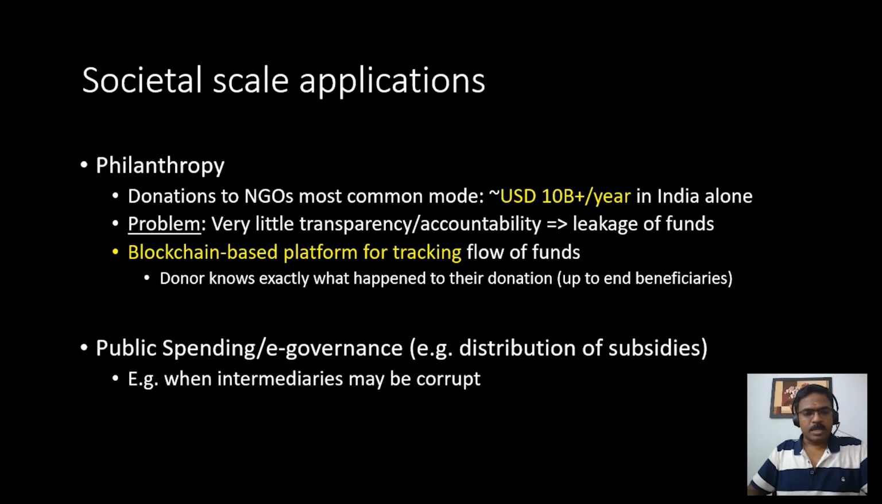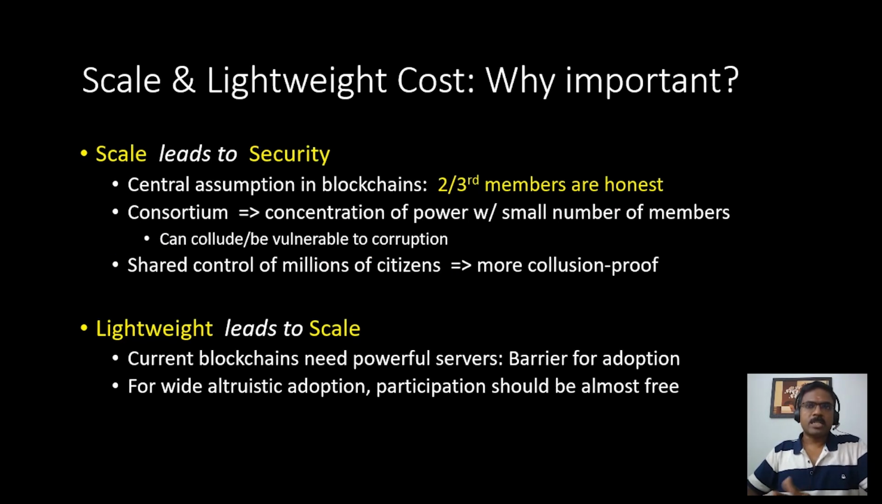Another example application for something like Blockene is public spending, distribution of subsidies by the government and so on, which becomes a challenge when intermediaries or the intermediate hops through which the benefit flows can be corrupt. With that context, let's recall the three dimensions that I listed a couple of slides ago: performance, scale, and lightweight resource usage, and look at why they're important. Performance is easy. To handle real-world applications, you need high transaction throughput. Scale and lightweight cost are perhaps less obvious. So let's look into that. It turns out scale actually leads to better security.